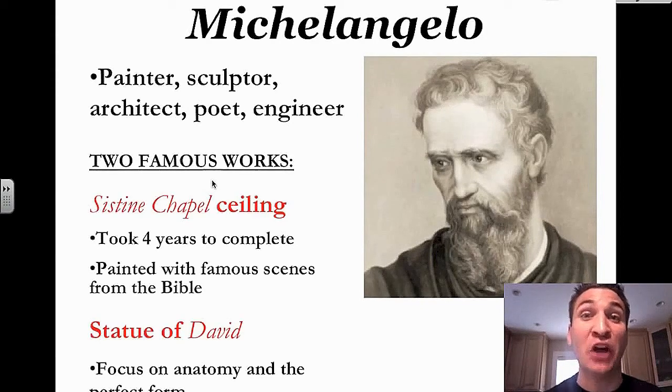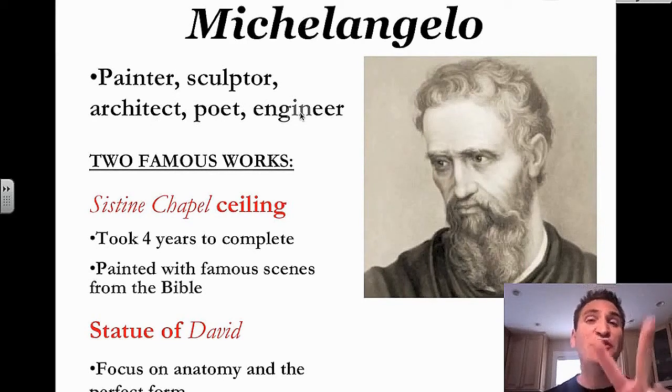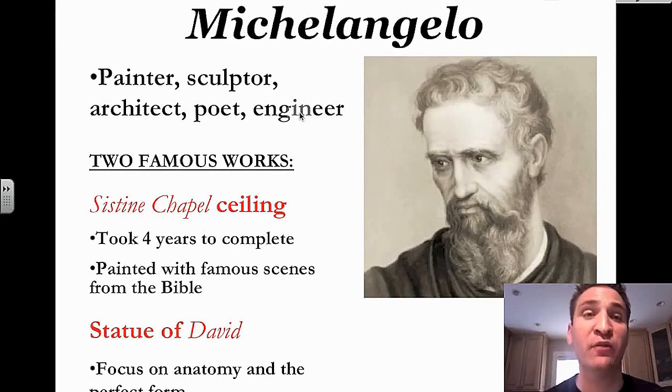Michelangelo, like Leonardo da Vinci, was not just a painter. He was a sculptor, he was an architect, he was a poet, he was an engineer. And he had two famous works that we're going to focus on right now. The Sistine Chapel ceiling, which took him 4 years to complete, and he painted it with famous scenes from the Bible. Also, his statue of David focuses on anatomy and a perfect human form.